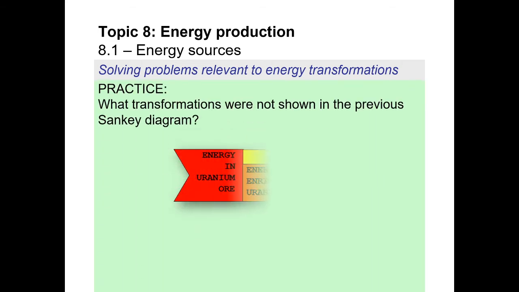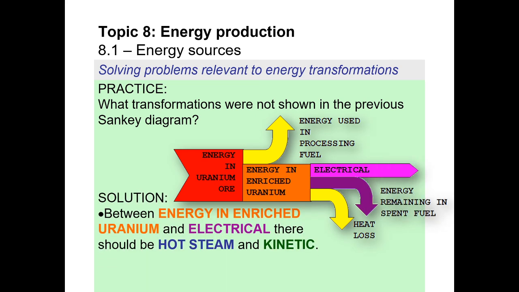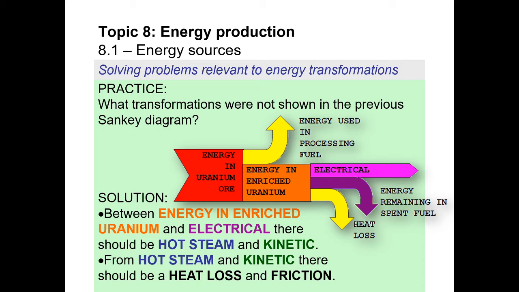Okay. What transformations were not shown in the previous Sankey diagram? Like I was just saying, we did show that there's electrical, but we didn't show the hot steam, and we didn't show the kinetic energy. And with those additional two energy transformations, there are additional sources of heat loss. Okay, so heat loss and friction.